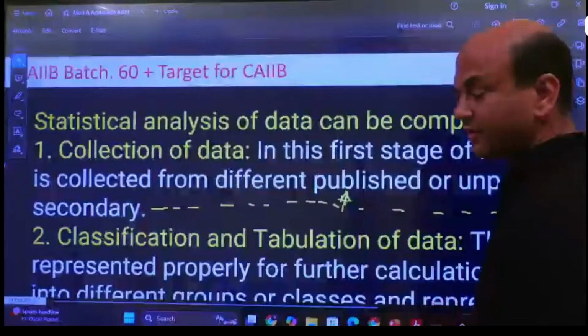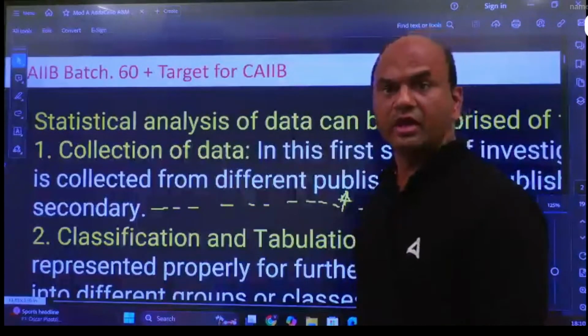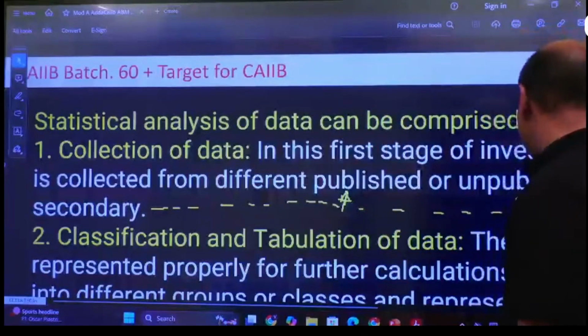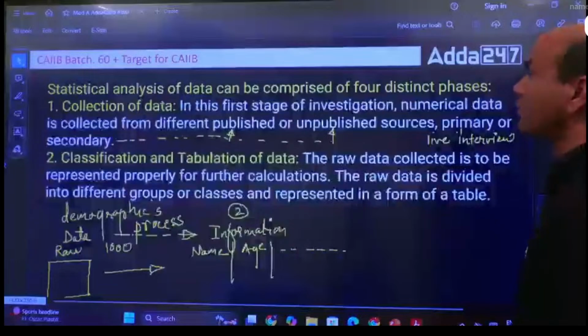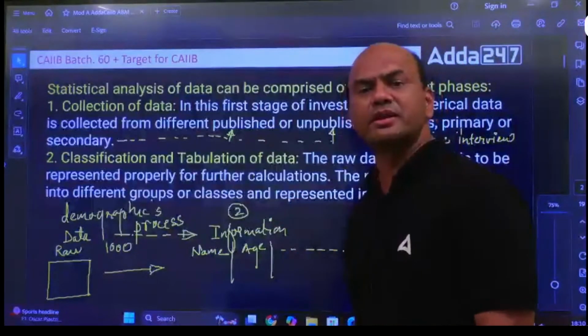Can you see this now? Collection of data. Very important part. How do you collect? Now there are 2 types of data. Primary data and secondary data. One is primary data, then it is secondary data. What is primary and secondary?